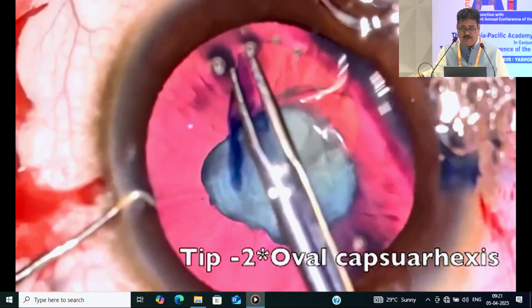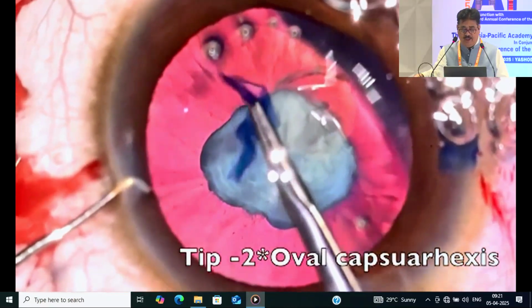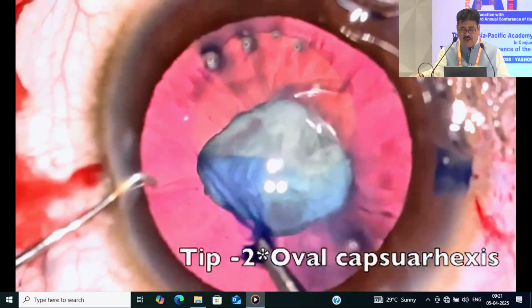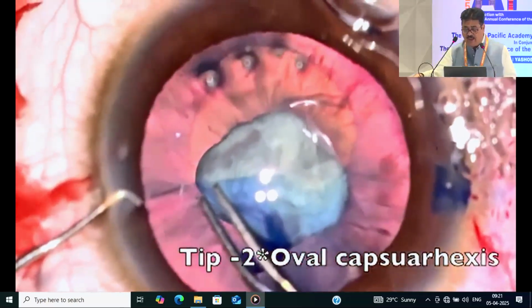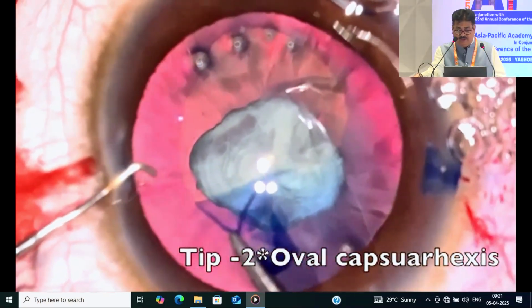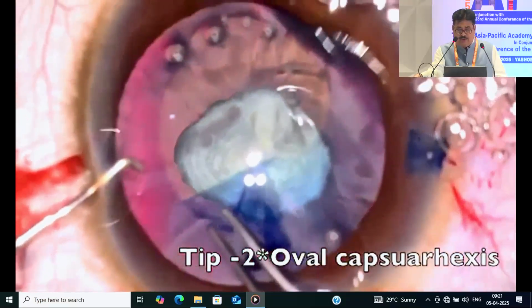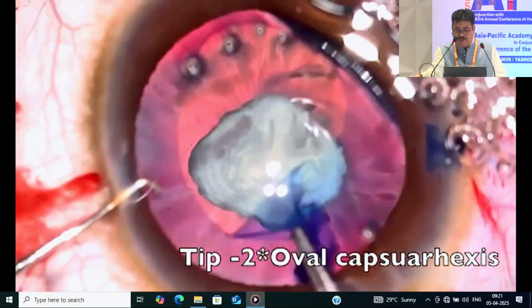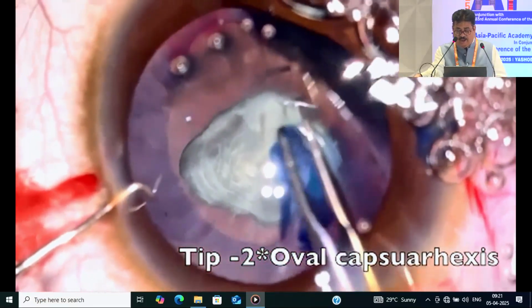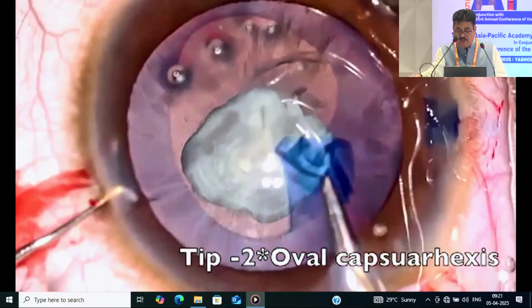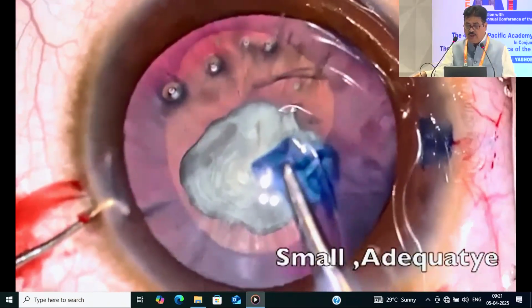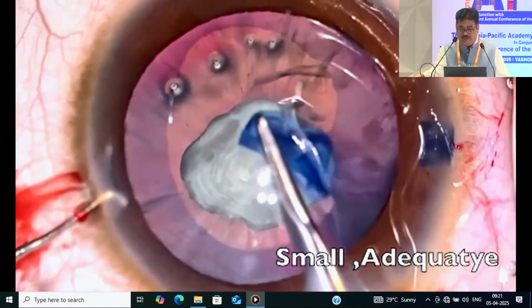The first tip is proper slit lamp examination. The second tip is the oval capsulorhexis. Oval capsulorhexis always helps. This was developed by Dr. Karanjit. It always helps in removing the cortical matter in the superior part and also in nucleus manipulation. So oval capsulorhexis is really very important in such cases.